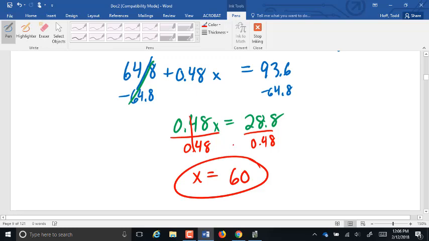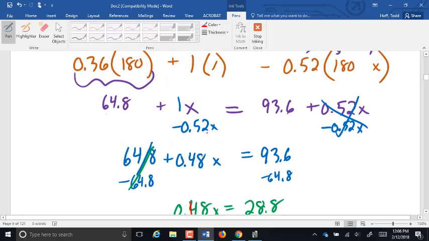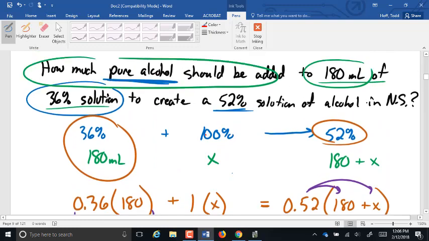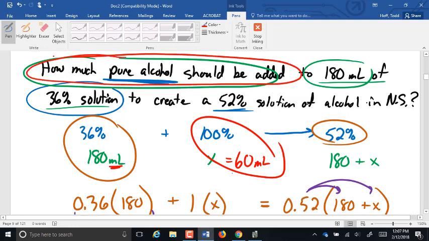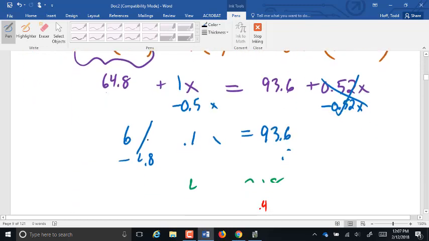So again, we have to go double check to see what x is and make sure that answers our question. X is 60. That's milliliters because that's the amount that's been used here. That represents the amount of pure alcohol. As we look back to the problem, yes, we are asked how much pure alcohol should be added. Any questions so far? Okay.